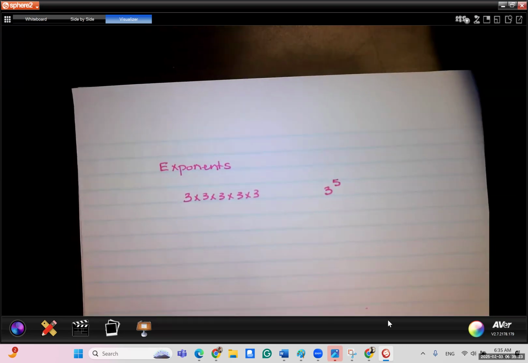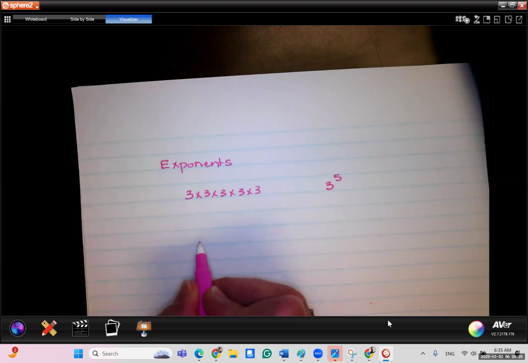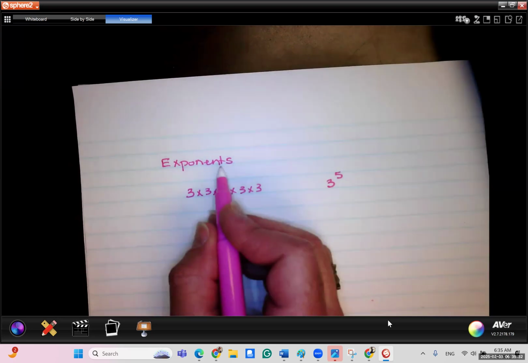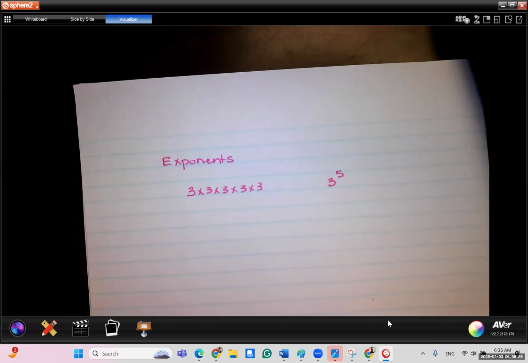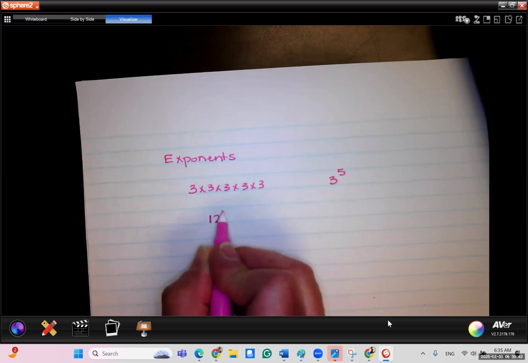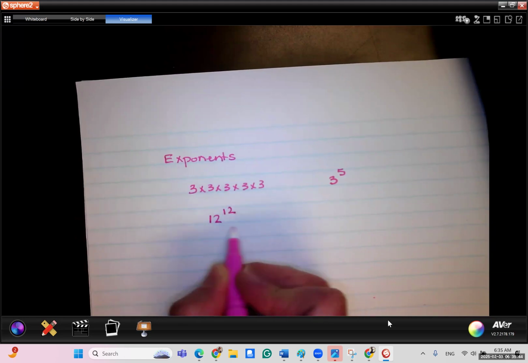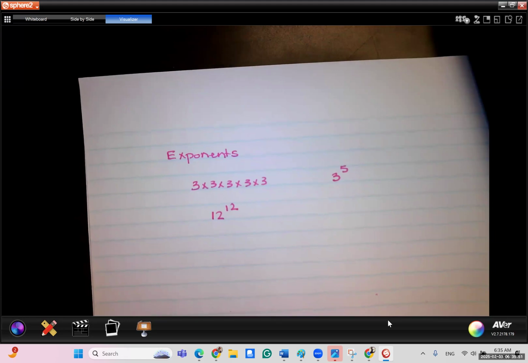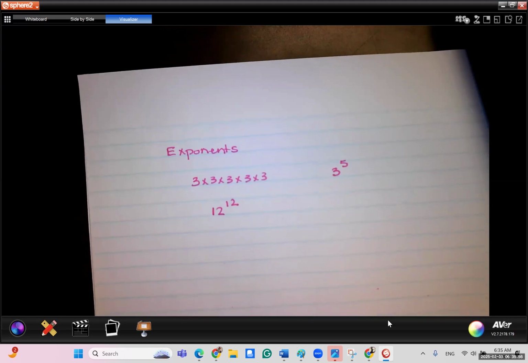This is not the same thing as 3 times 5. 3 times 5 is 15. 3 to the 5th power is a much larger number. So exponents show us how many times to multiply a number by itself. For example, 12 to the 12th power means we're going to multiply 12 by itself 12 times, which is a huge number. It is not the same thing as 12 times 12, which is 144. So make sure that you don't misunderstand that, okay?